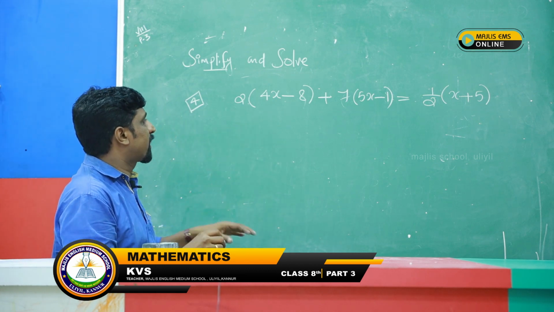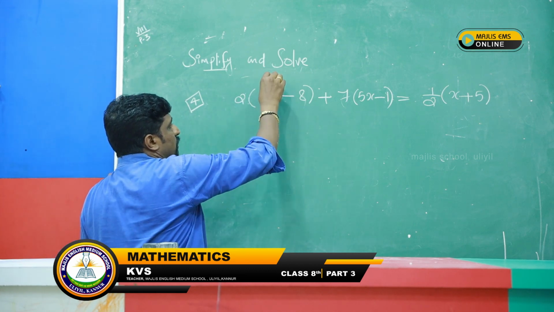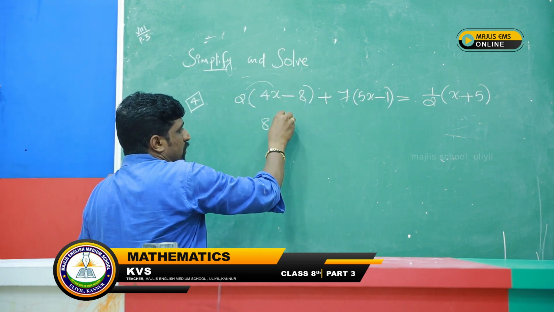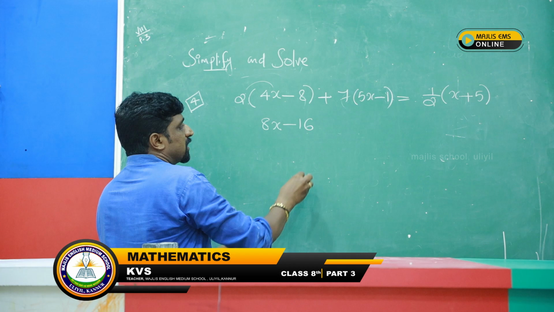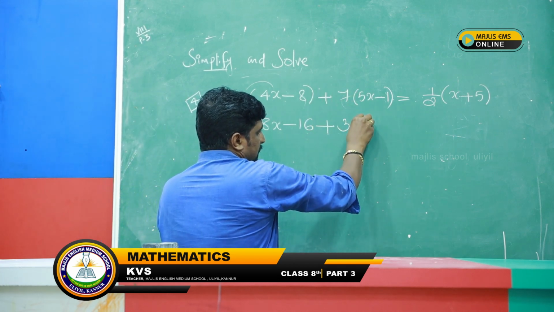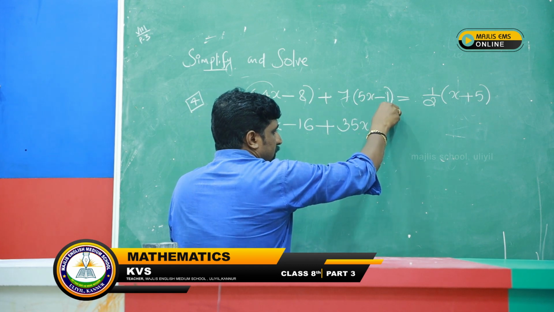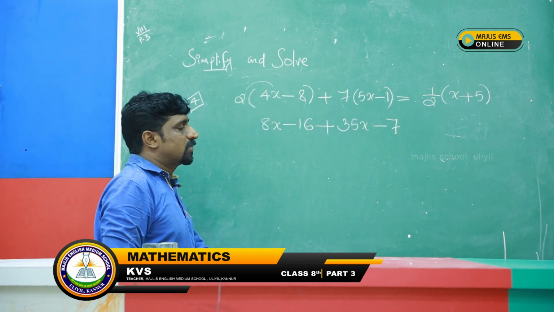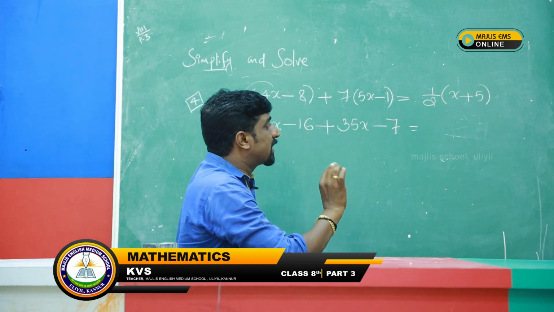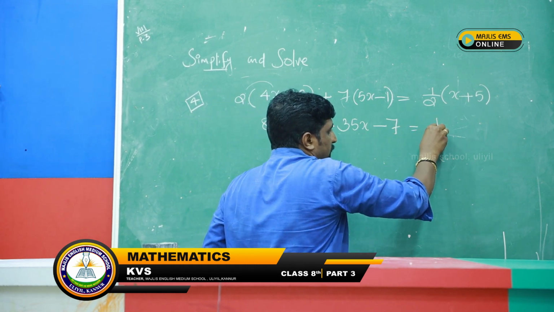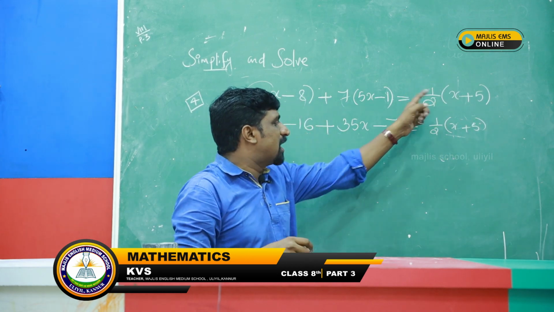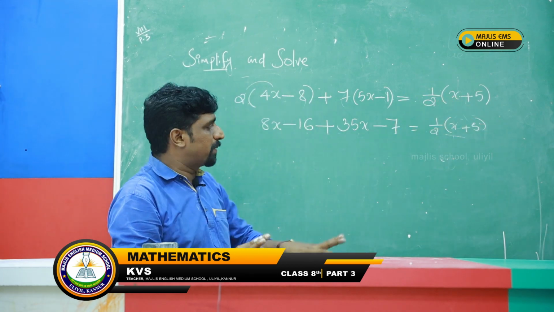First we can remove the brackets. Here 2 into 4 is 8x. 2 into minus 8 is minus 16, plus 7 into 5x is 35x. 7 into minus 1 is minus 7. First we remove these two brackets. The fraction is there, so we just keep it like that: 1 by 2 into x plus 5. No need to multiply, because half x plus 5 by 2, we can just keep like that.